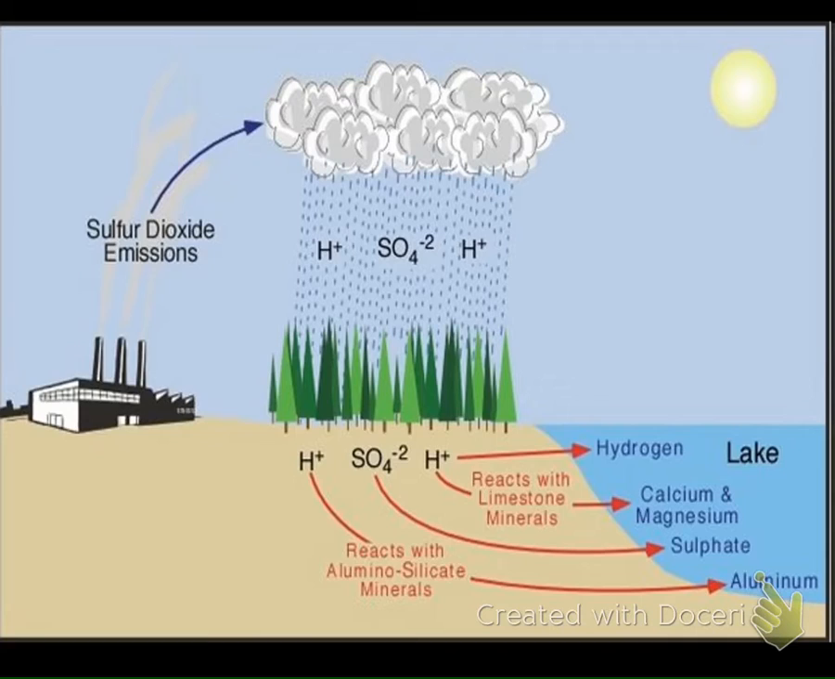Now, one of the things you will note here is that if you have an acidic lake, one of the things that you can do is add limestone. If you add limestone to that lake, it will neutralize some of the acidity. So that is one of the ways that you can counter the acidity of the lake or of the soil.